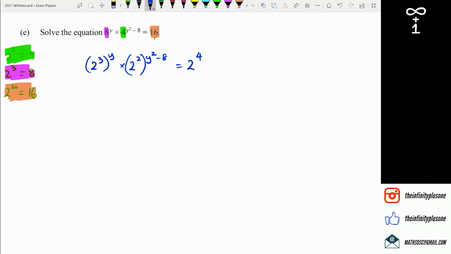Now, remember that when you have powers of powers, you actually combine, you add the powers together. Oh, sorry, not add. What am I saying? Let's try it again. When you have powers of powers, you multiply the powers. So let me just show you. If you have a to the power of m to the power of n, then this is a to the power of m times n. So that's what I'm going to do here.